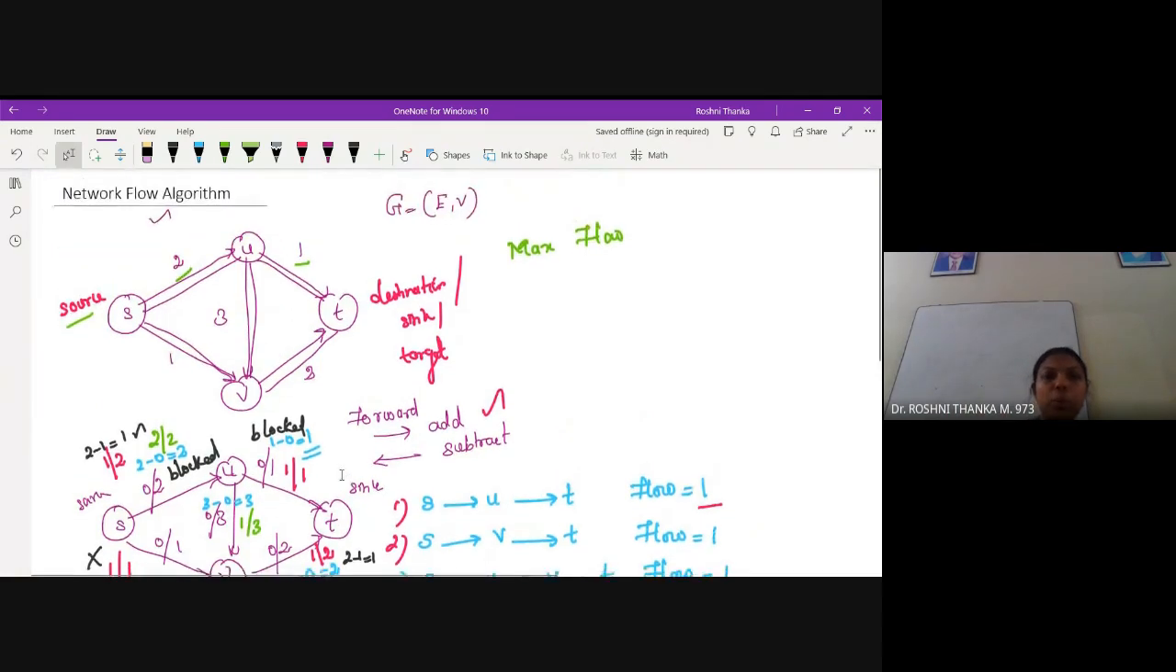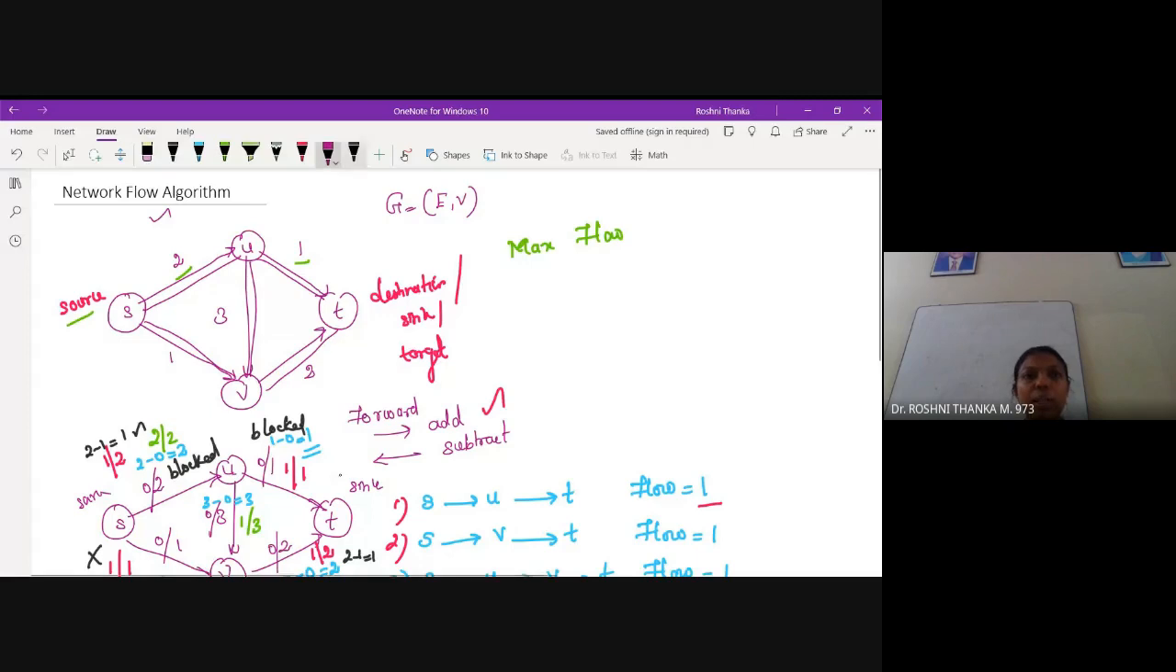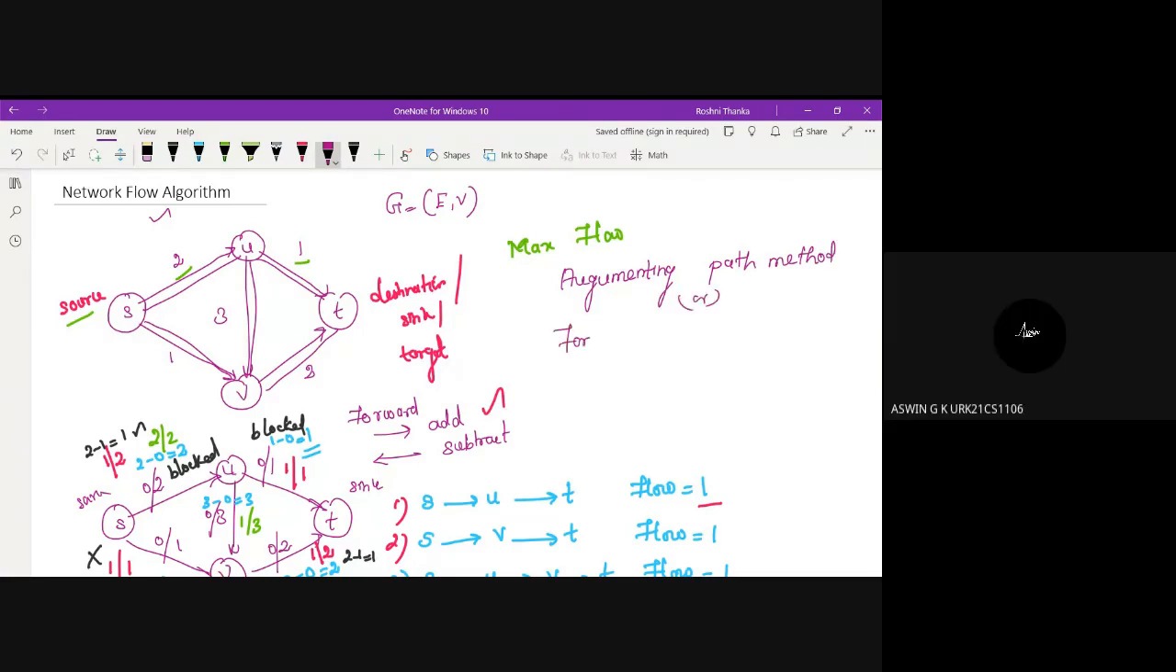So this way of solving this problem is called the augmenting path method. Also, this method is called this. You can also call this Ford-Fulkerson.